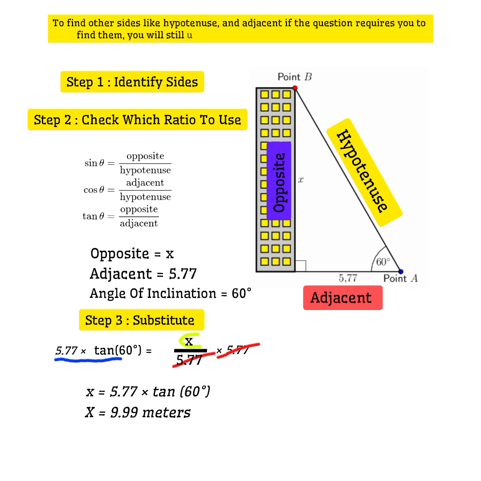To find other sides like hypotenuse and adjacent, if the question requires you to find them, you will still use the above steps. This concludes our lesson.